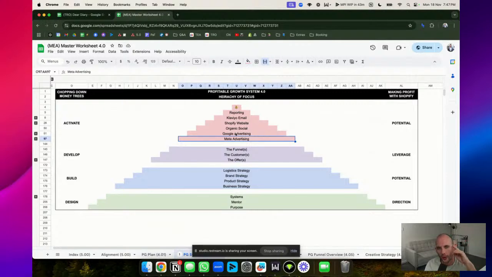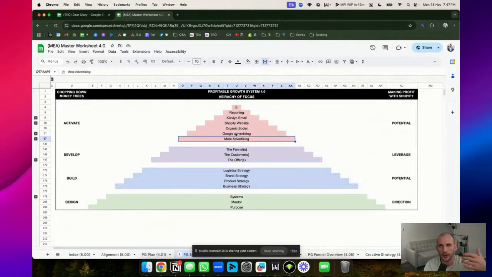And so the first thing I do when I'm working with a new e-commerce brand is I make sure that we've got our hierarchy of focus established effectively. Are we focusing in the right areas? Because if we don't have a strong direction, there's no point in even being at the dance. If we don't have potential in our business, it doesn't matter how much leverage we're able to generate. It doesn't matter how good our activation strategies are, how good our front-end marketing system actually is.